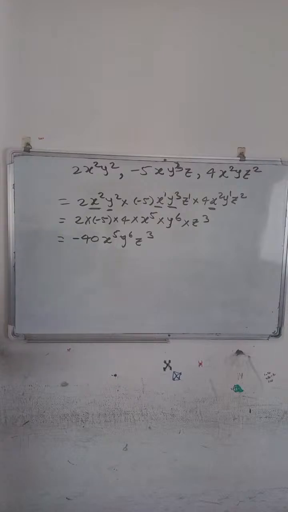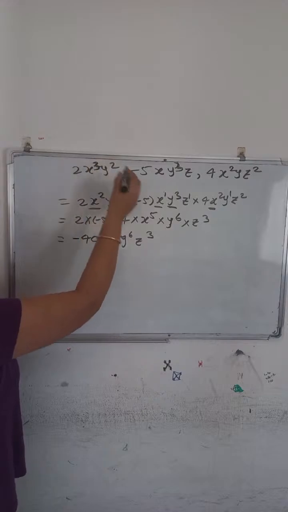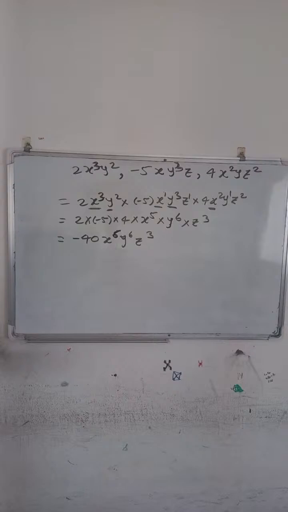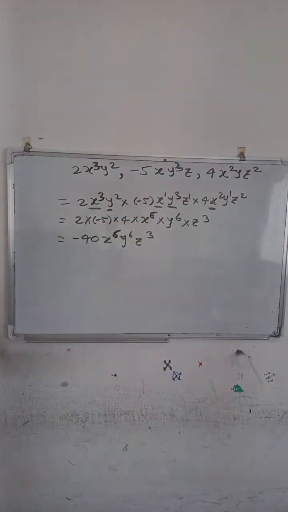I think in the question this is cube, so here also it comes cube, then here power will become 6. Getting this? X raised to 6, y raised to 6, z cube, not plus, it's minus. Getting this? I hope everyone is getting.